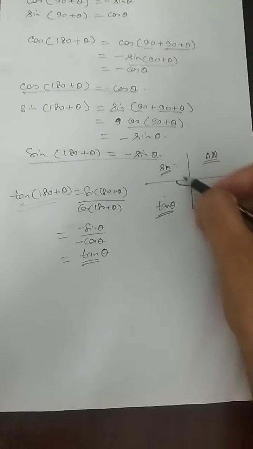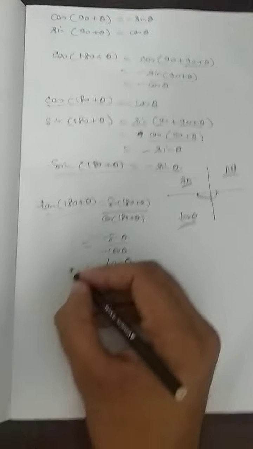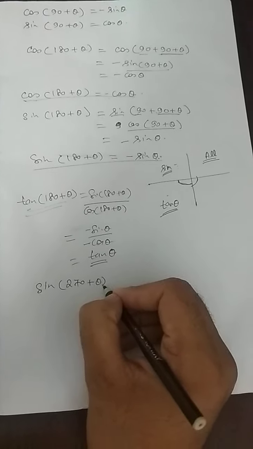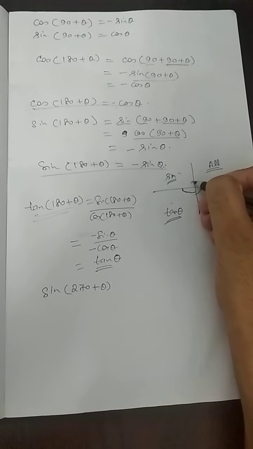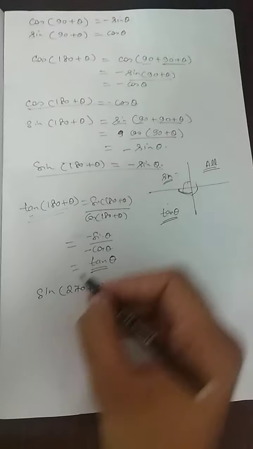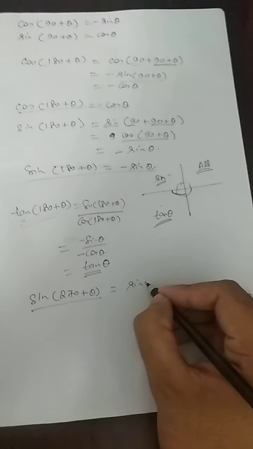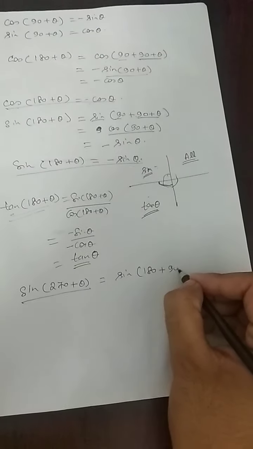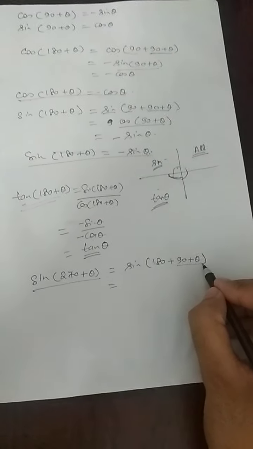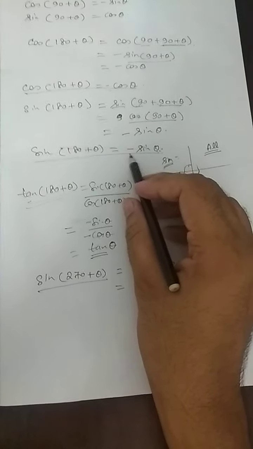Now with the similar procedure, any angle in the fourth quadrant can be written as sine of 270 degree plus theta, because 90 plus 90 is 180, plus 90 is 270. So any angle here will be in this form, 270 plus theta, and this can be written as sine of 180 plus 90 plus theta. Now if we consider 90 plus theta as a single entity, then sine of 180 plus theta is in this form, and this is nothing but minus sine theta.